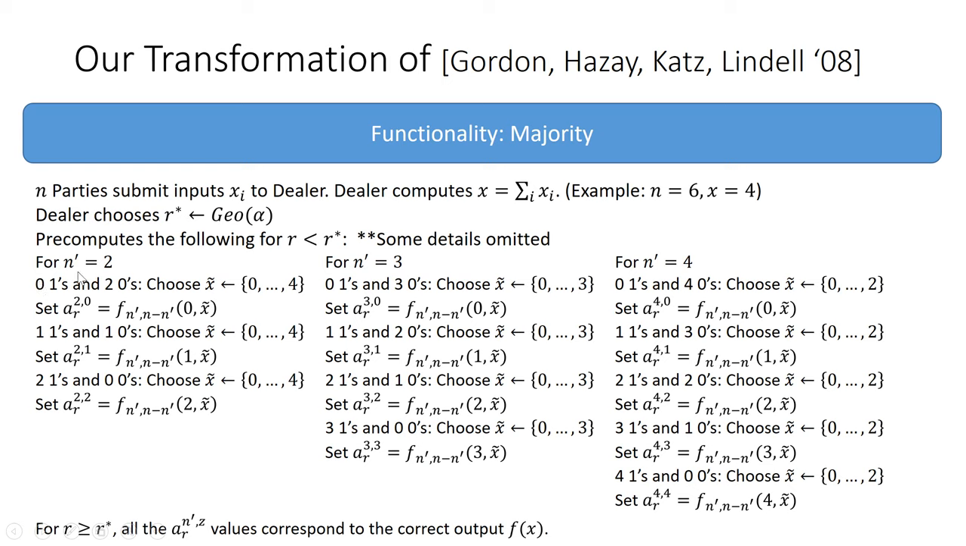case where we have a set of n prime parties, 2 parties, that hold 0 number of 1s and 2 number of 0s. In this case, we're going to give it the output of f evaluated on its own input 0 together with a random input for the other party. Similarly, we're going to do this for all possible inputs of subsets of size 2, all possible inputs for subsets of size 3, and all possible inputs for subsets of size 4. And as before, for rounds R greater than or equal to R star, all of the output values are going to correspond to the actual correct output of the function.